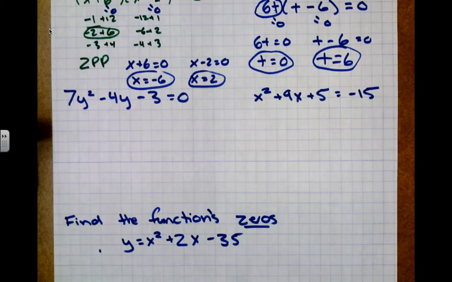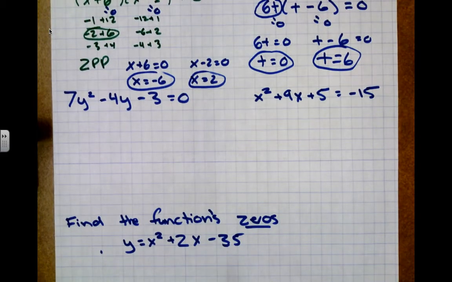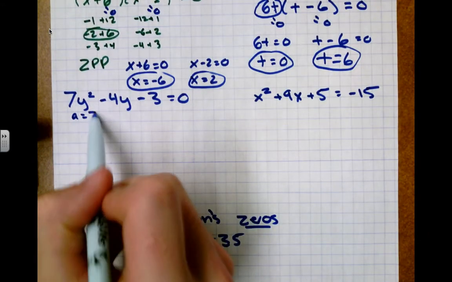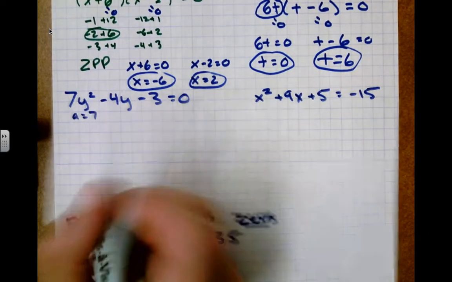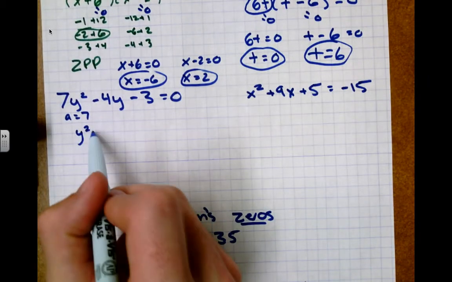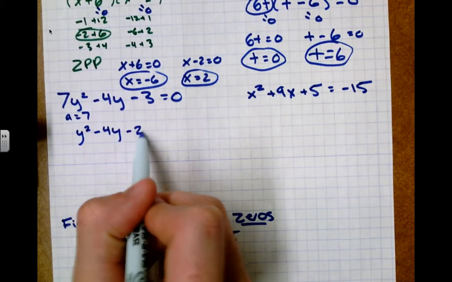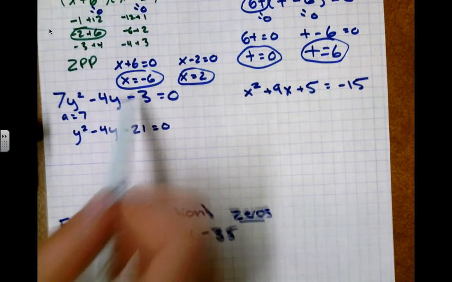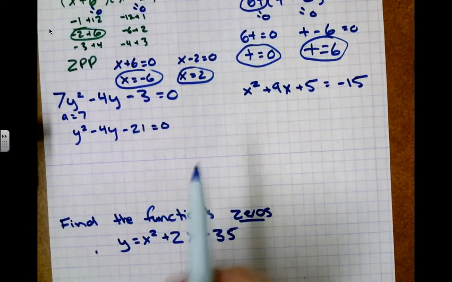I have a trinomial here, so I want to go through my process to solve this. To do that, remember, I have an a value of 7. Multiply a and c together: y squared minus 4y minus 21 equals 0. I multiplied a and c, but remember this a equals 7 is going to come back.